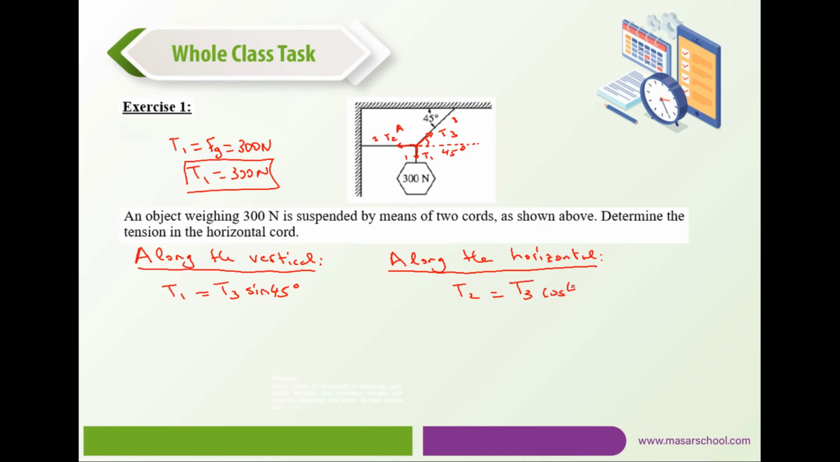Cosine 45, and we are interested in finding the value of T2. However, we don't know the value of T3. T3 can be determined from this equation, so let's determine T3 first.